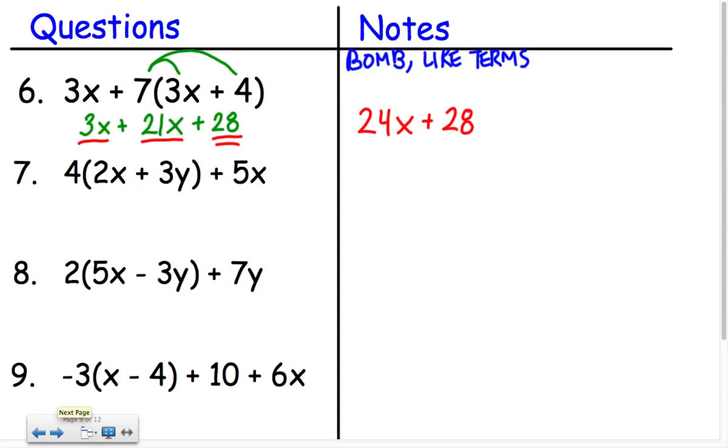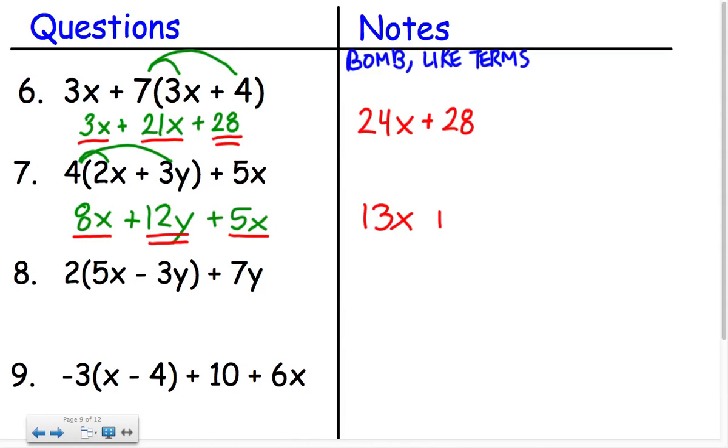Number 7, you'll see our parentheses. We've got a 4 outside, so I'm going to bomb the 4 to the 2x, making 8x. I'm going to bomb the 4 to the 3y, making 12y plus 5x. 1 line goes under 8x and 5x. 2 lines goes under 12y, making 13x plus 12y.